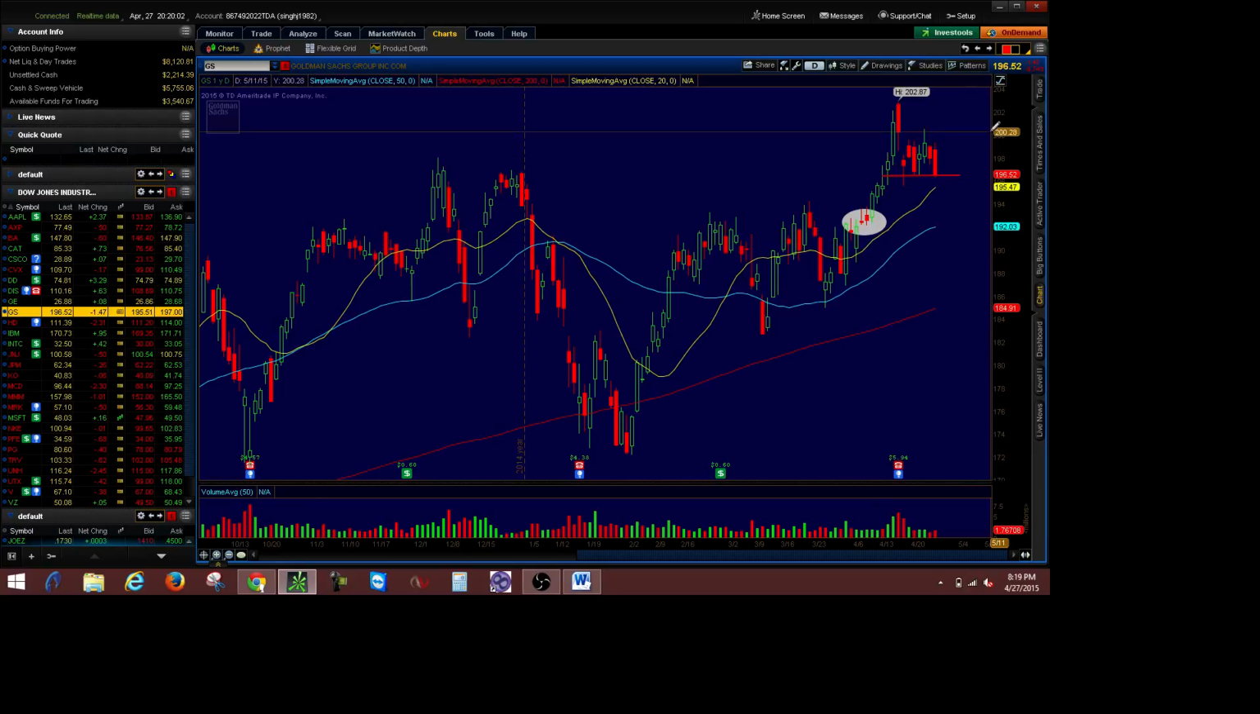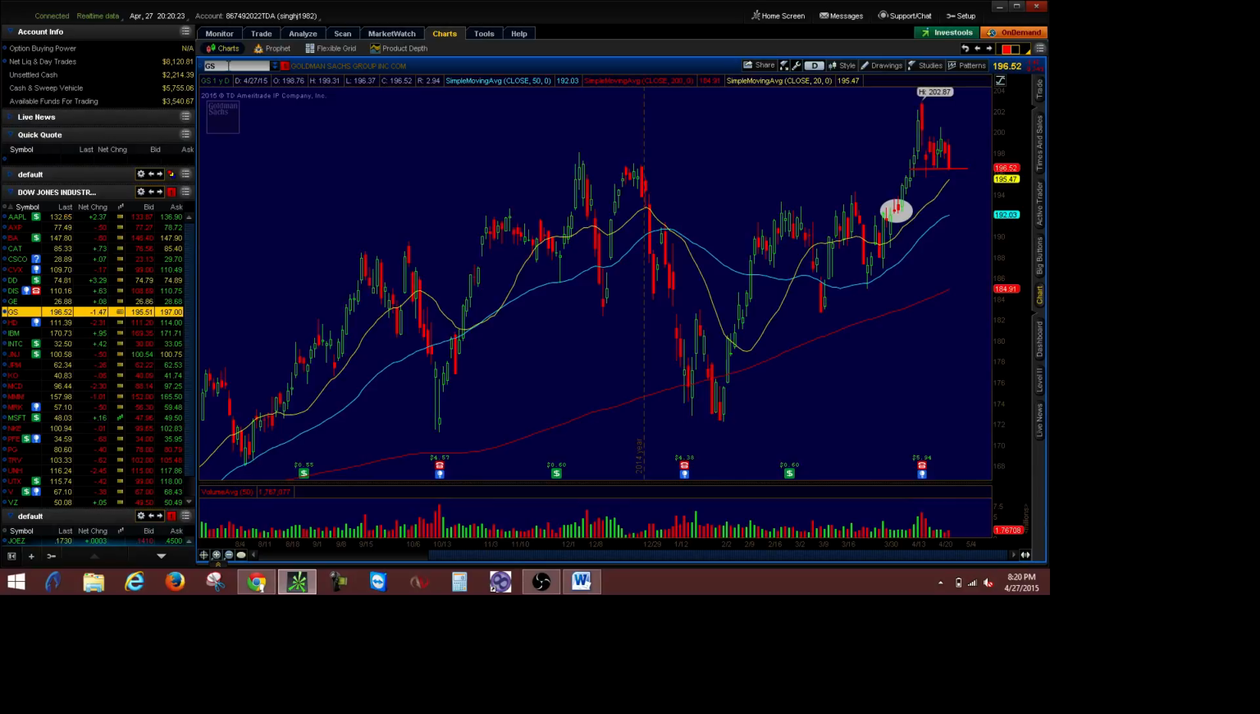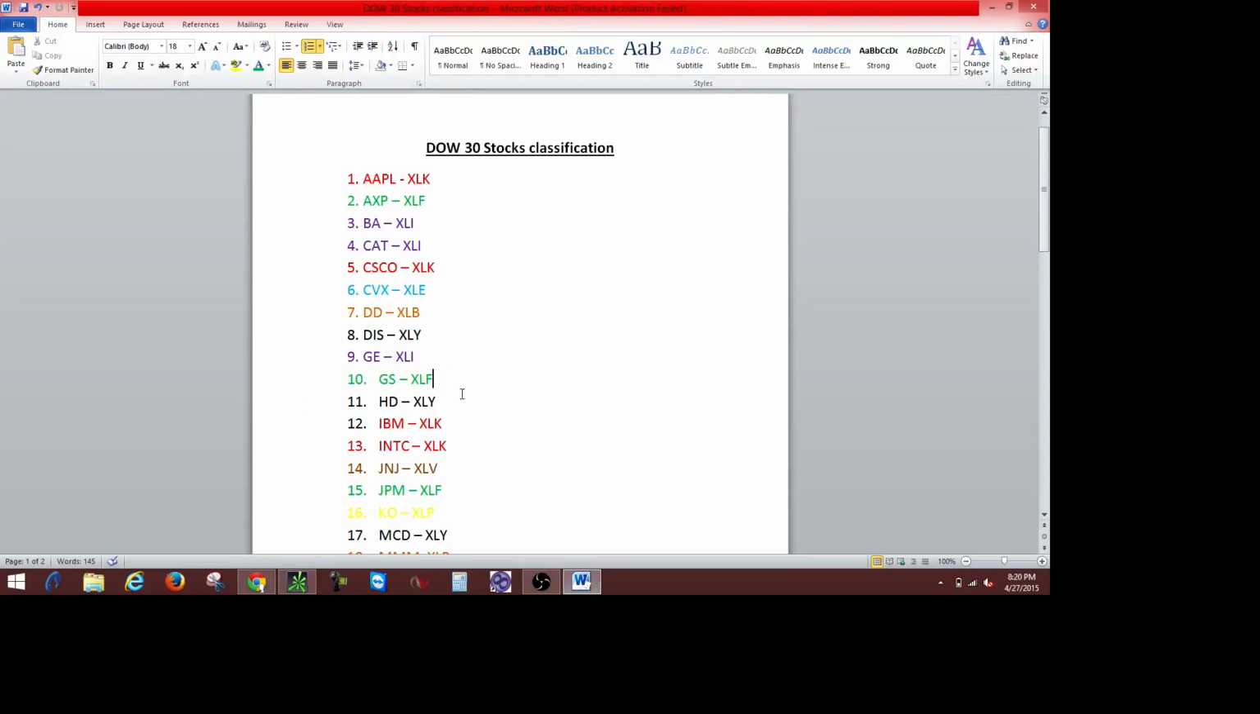So either way you can go, and there's a way to lower your risk here by going into the smaller time frame and defining your risk above that. But based on this setup, I would have my stop above this little base here. Again, you can go into a smaller time frame to see exactly where you can put the stop. That's Goldman, which is your XLF.